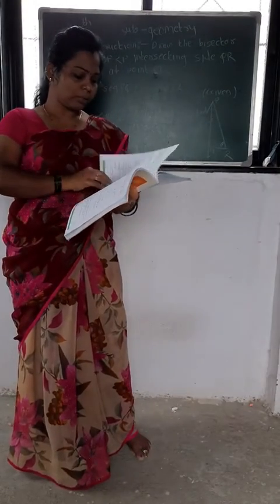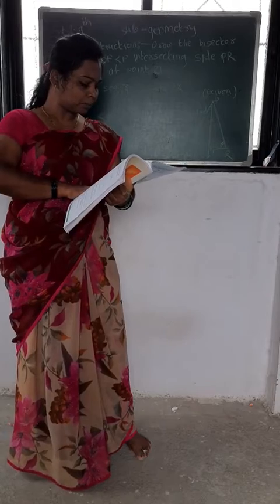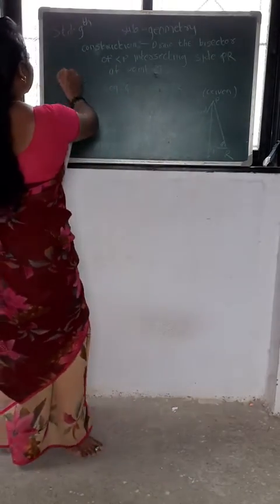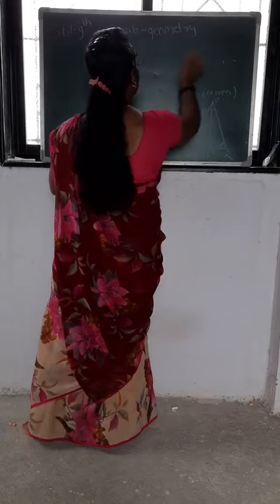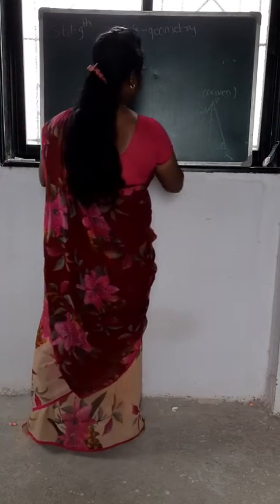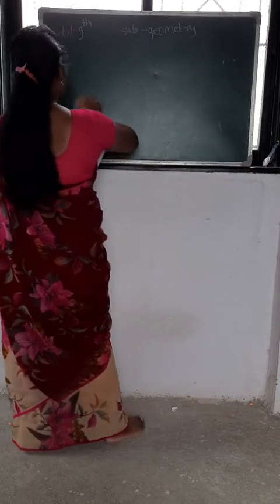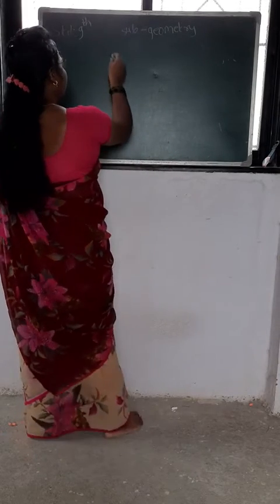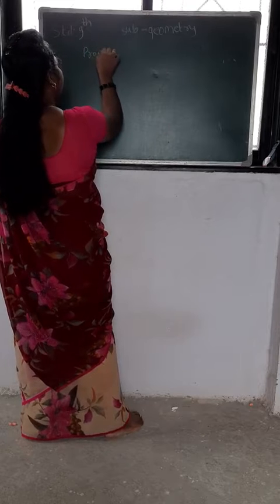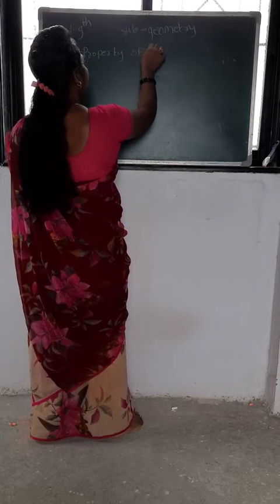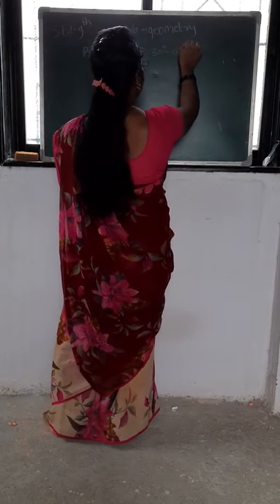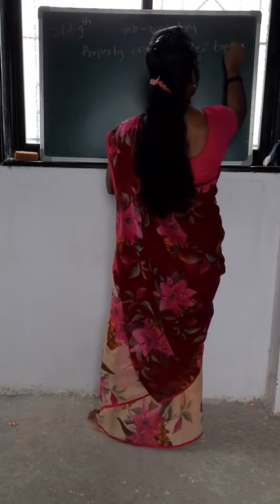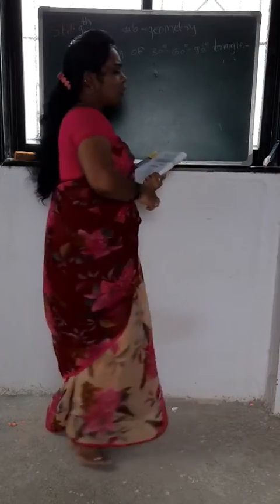This is one corollary. Then our next point is the property of 30 degree, 60 degree and 90 degree triangle.